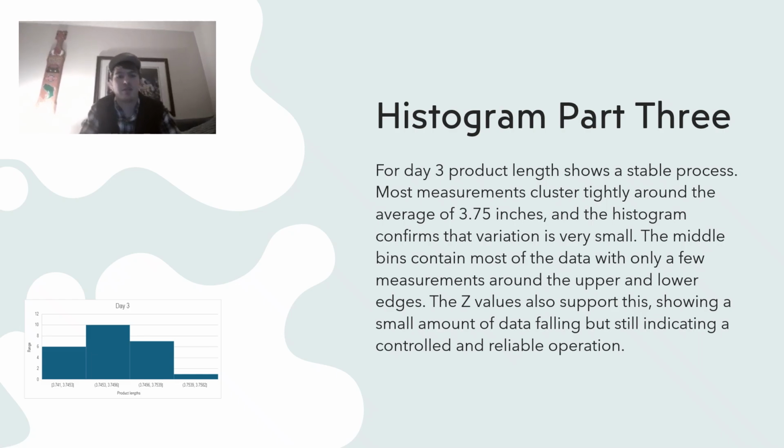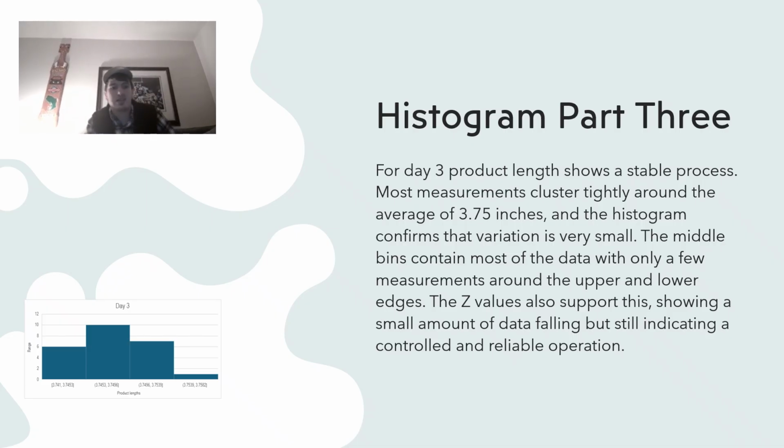And for histogram part 3, we move on to our day 3 data. The product length shows us a stable process. Most measurements cluster tightly around the average of 3.75. That was our highest. And the histograms confirm that the variation is very small. The middle bins contain most of the data. As we see, there's a lot more higher range with the middle data.